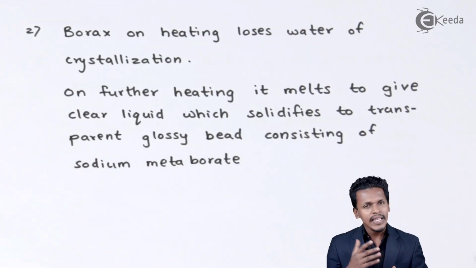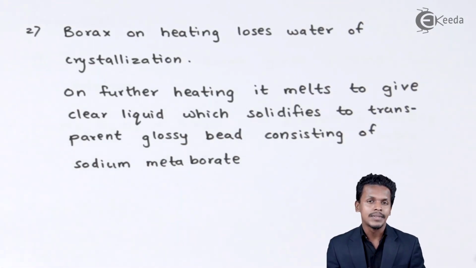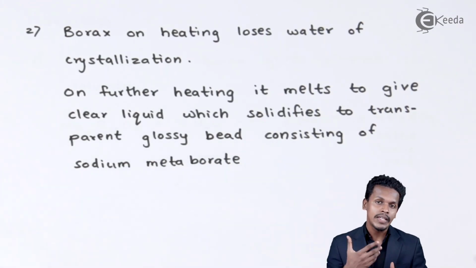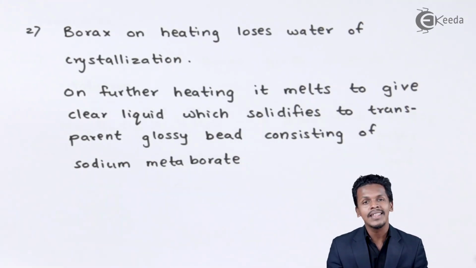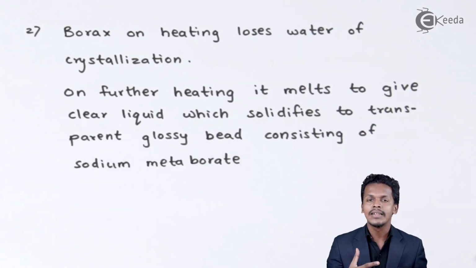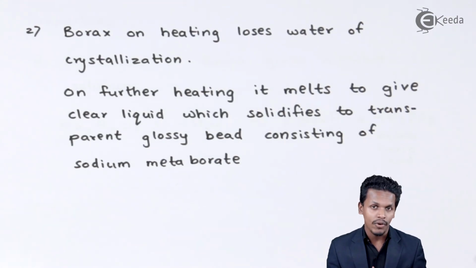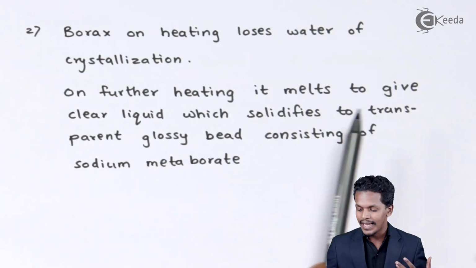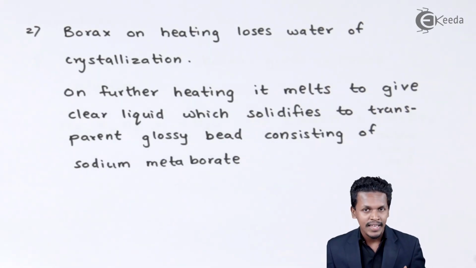So this is what I want to talk about. Whenever borax has been obtained after the dehydration process and we further heat it, it will melt, and during melting it will turn into a liquid. If that liquid is solidified again, the substance we obtain is a transparent glossy bead, and that transparent glossy substance consists basically of sodium metaborate.